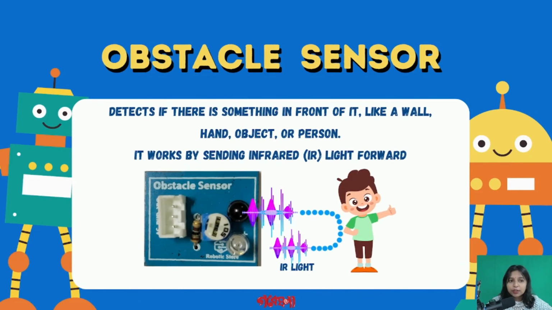The obstacle sensor detects if there is something in front of it, such as wall, hand, object or person. So how does it work? The sensor sends an invisible infrared light forward. If an object is present or detected, the IR light reflects back. The sensor receives this reflection and confirms the presence of the object. This is how the system can detect a child's presence.